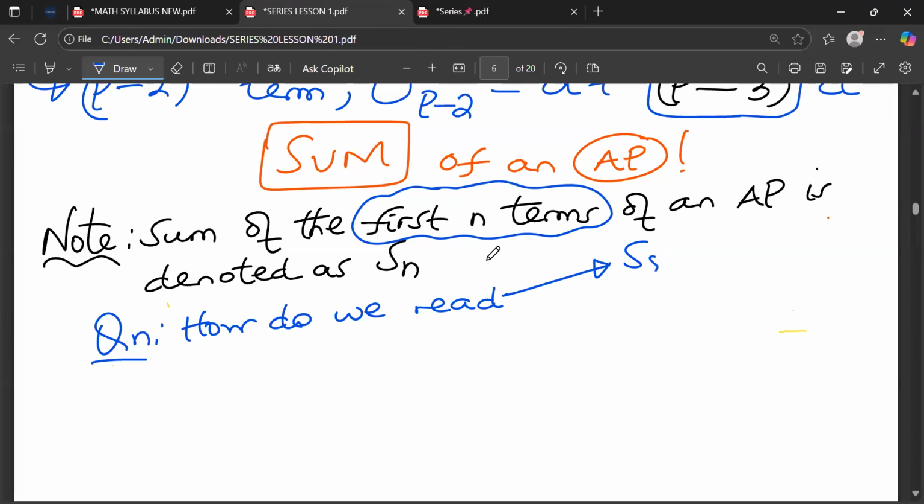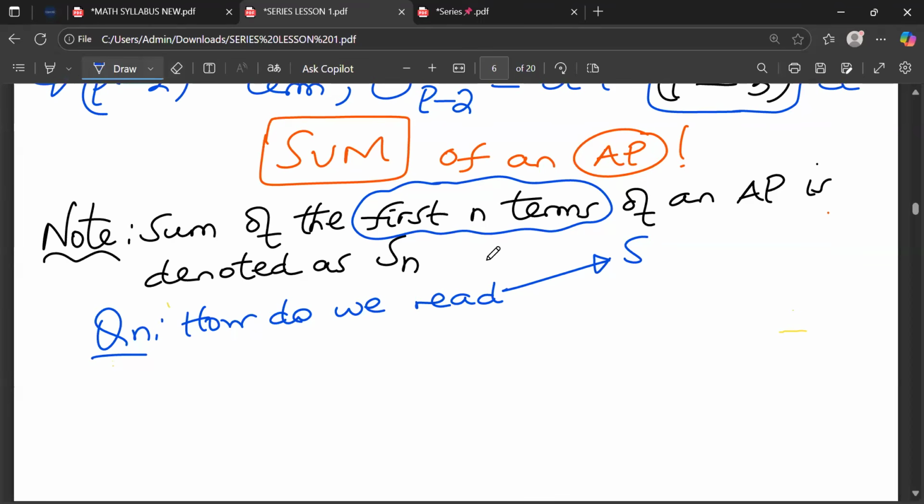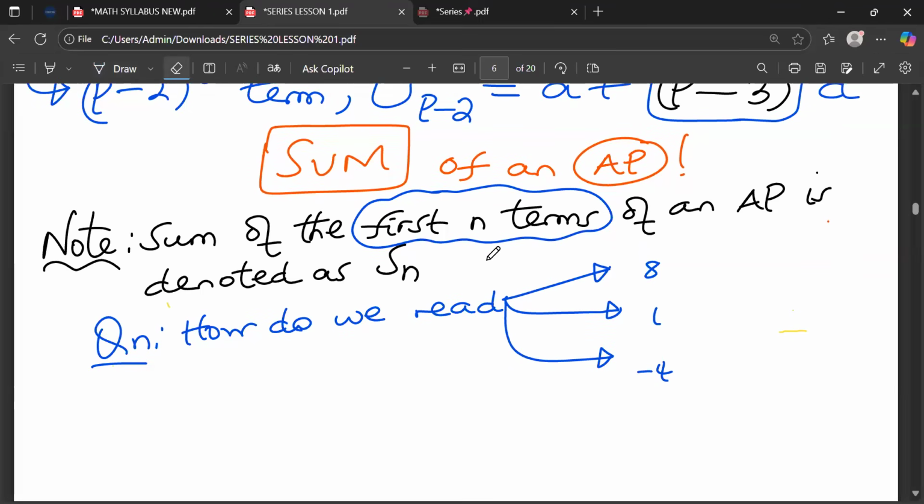How do you read S8? You write for me in the chat. Tell me how they read S8. Tell me how they read S1. Tell me how they read S of negative 4. Using that statement in black, you tell me, how do they read S8? How do they read S1? How do they read S of negative 4? That is the big question.